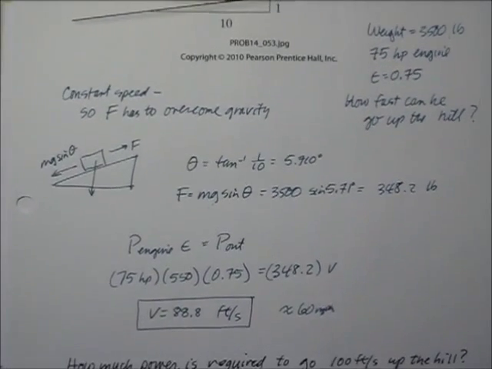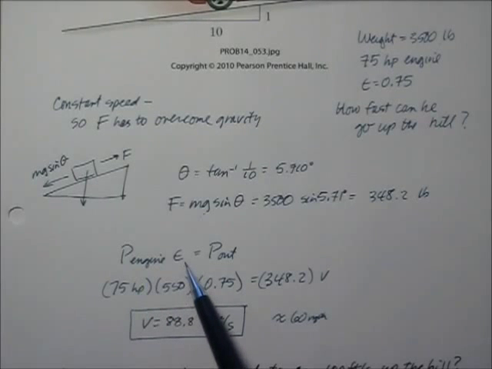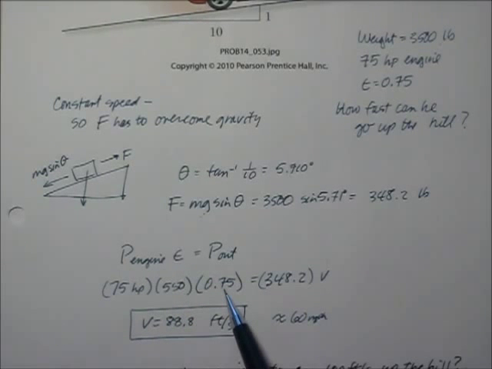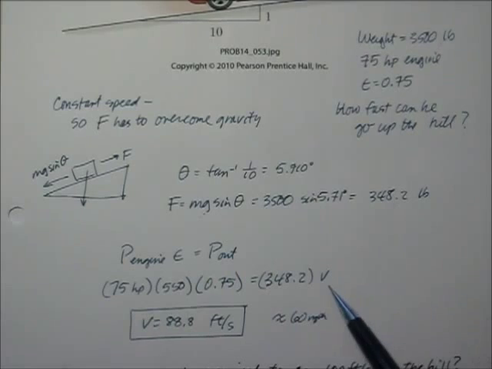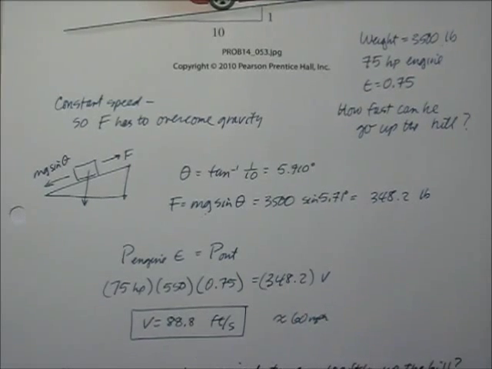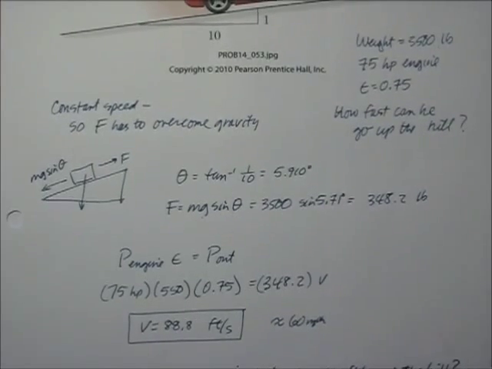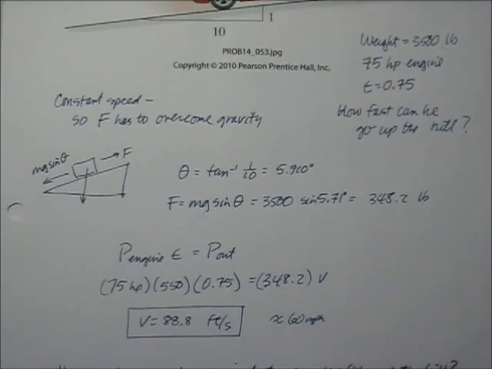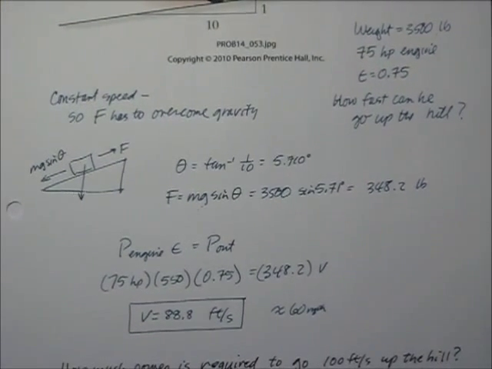If I look now at my power equation, I can say that the engine puts out 75 horsepower. There's a conversion factor of horsepower to foot-pounds per second, that's 550, and then the efficiency of 0.75. What I need to get out of that is my 348 pounds times the maximum speed that I can go up the hill. Solving that for V, I can see that that's 88 feet per second, which is about 60 miles per hour. Well, actually 88.0 feet per second would be exactly 60 miles per hour.